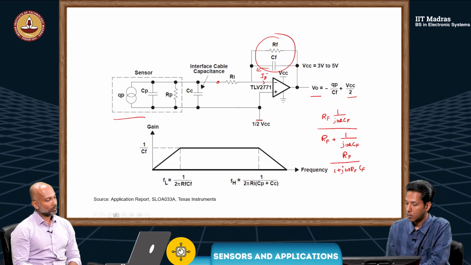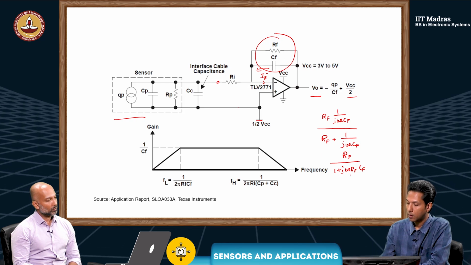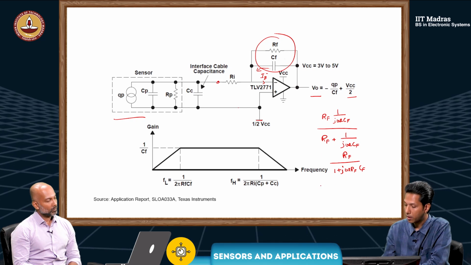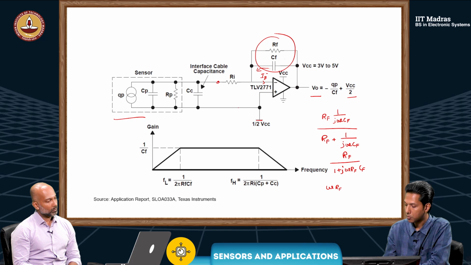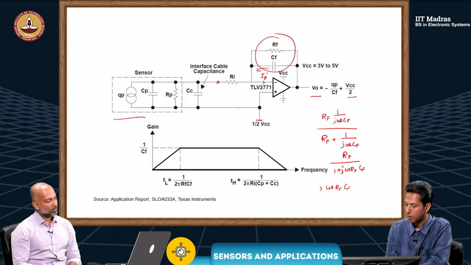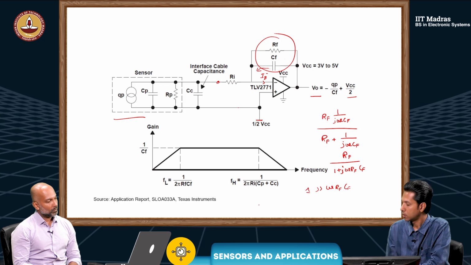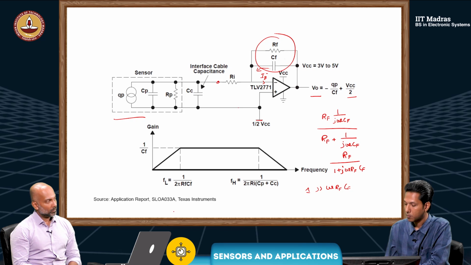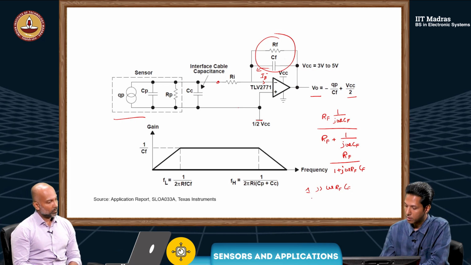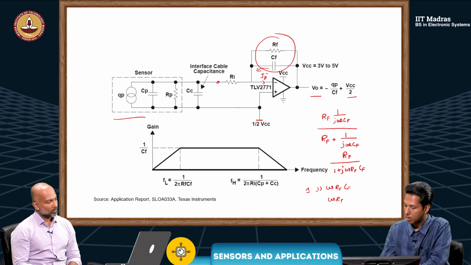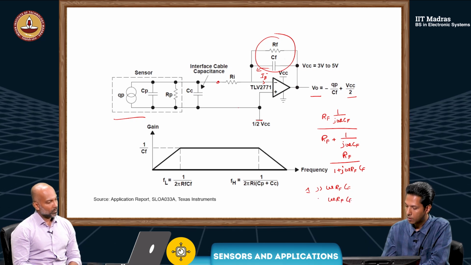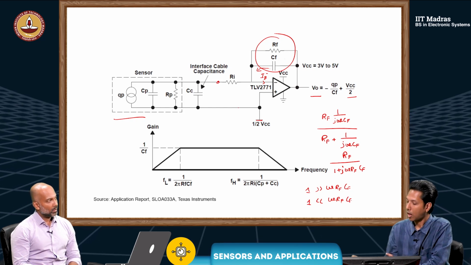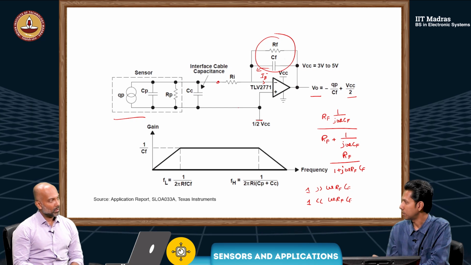Let us say for frequencies where omega RF CF is very low compared to 1, the impedance is just RF. For the other case where omega RF CF is very large compared to 1, then RF will get cancelled. It will be 1 by omega CF.